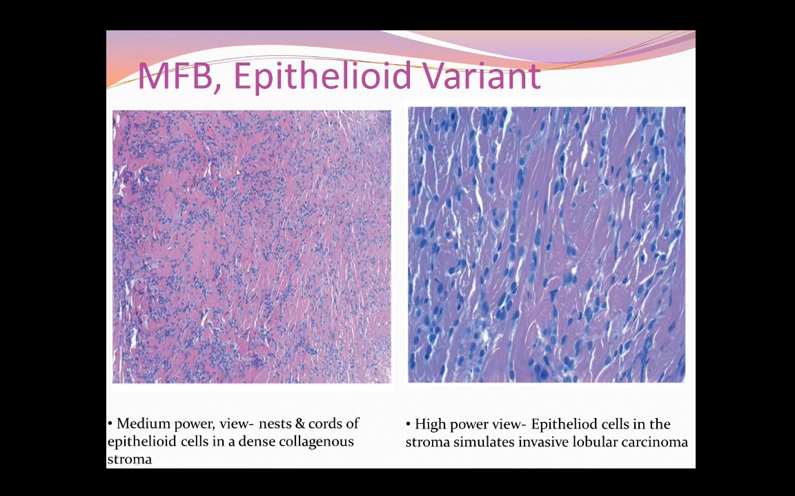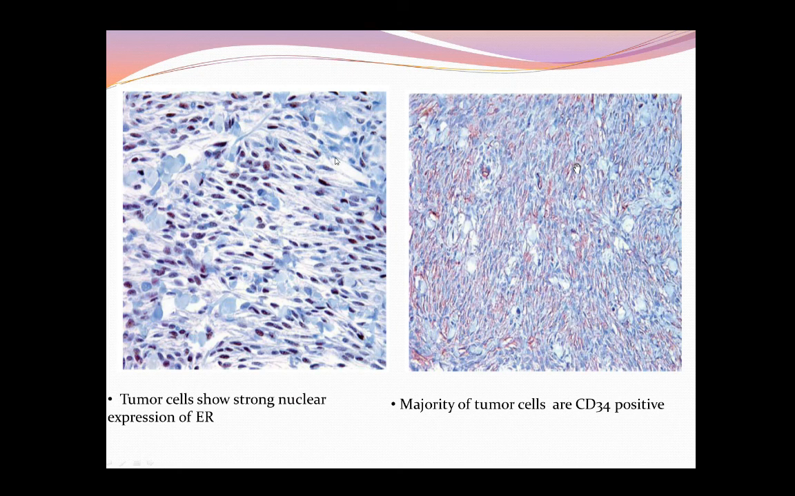The epithelioid variant has epithelioid myofibroblasts arranged in nests and cords in dense collagen, and that makes them resemble an invasive lobular carcinoma, like small cells in the background of dense collagen. The pitfall is that myofibroblastomas show strong nuclear positivity for ER, so if you're thinking of invasive lobular and you do ER, you feel like, oh, this is a cancer.